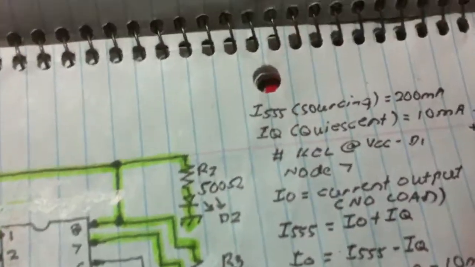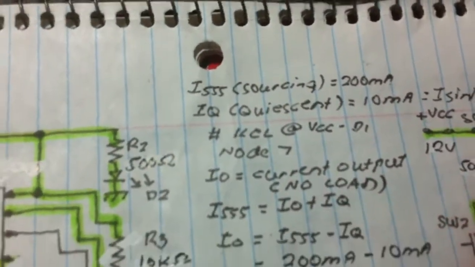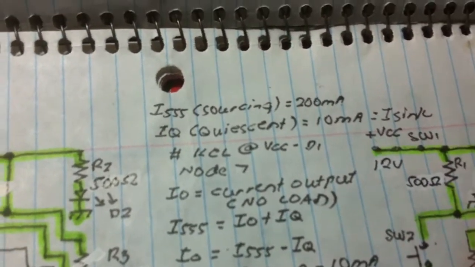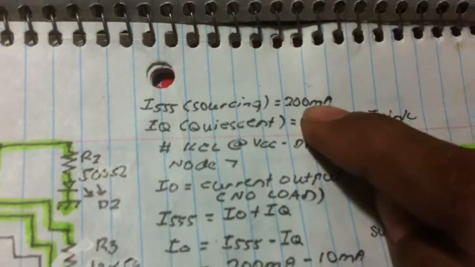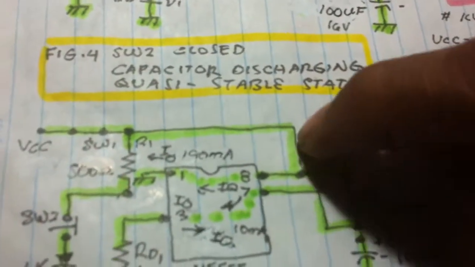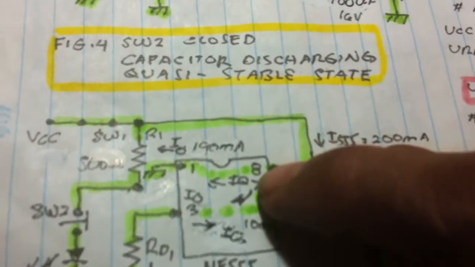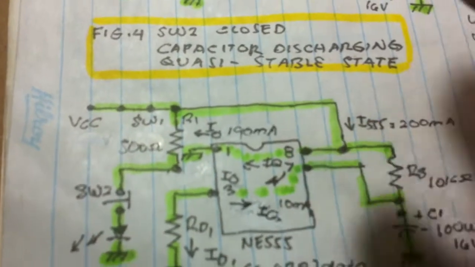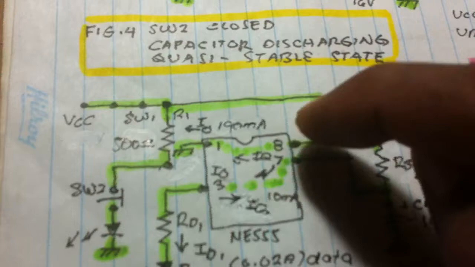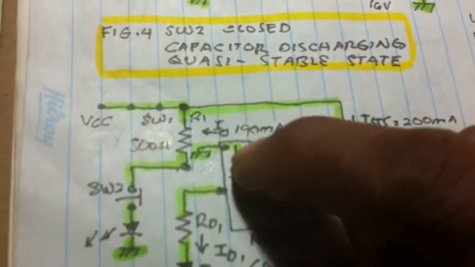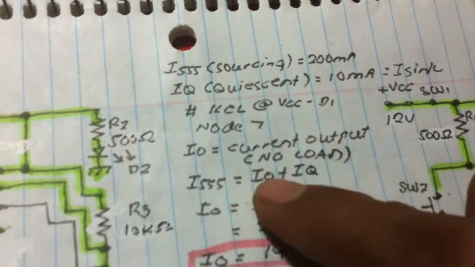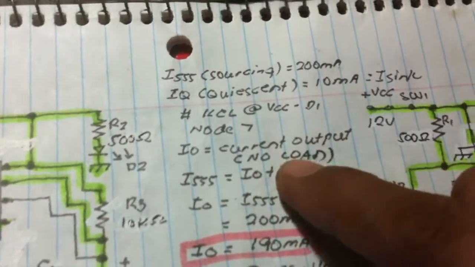What is this sourcing? The 555 timer is capable of sourcing current of 200 milliamperes. This is entering into pin 8, and without a load, it enters the IC and goes to the ground, and we can compute for the current output without a load.